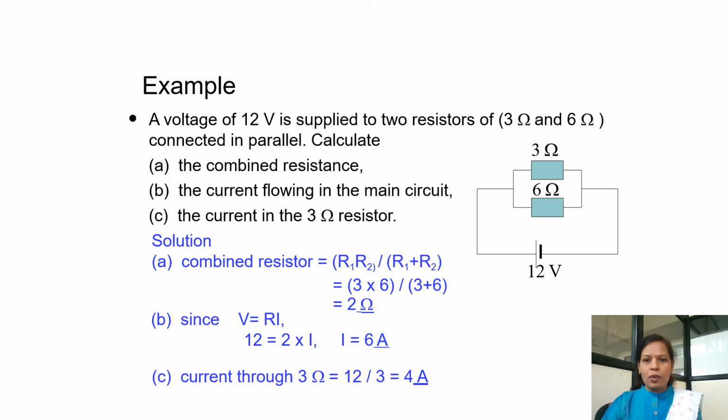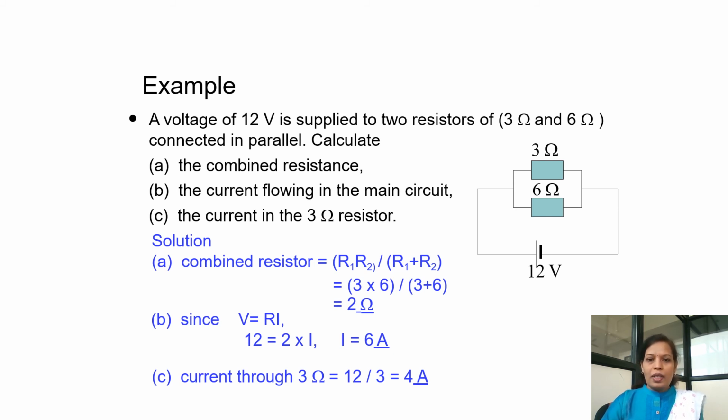Therefore the equivalent resistance or combined resistance will be the parallel combination of 6 ohm and 3 ohm. The parallel combination of 6 ohm and 3 ohm can be calculated by using the formula R1 R2 divided by R1 plus R2. Therefore the equivalent resistance of the parallel circuit will be 2 ohm.